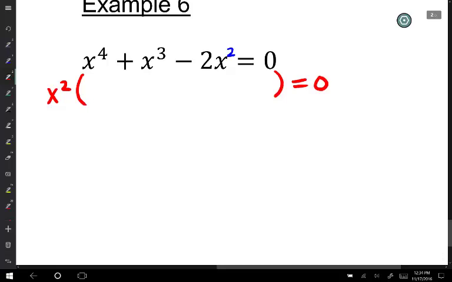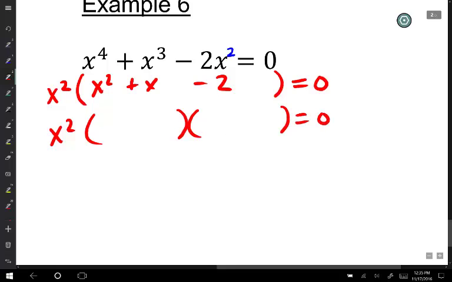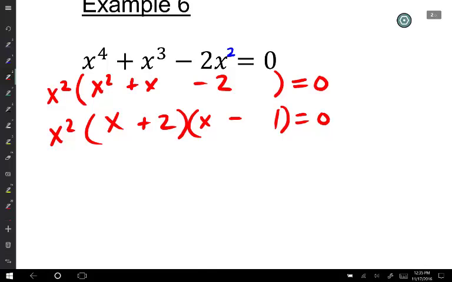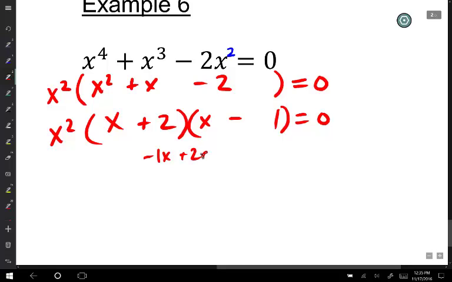Allison, go. X squared plus x minus 2. Do you agree with her, guys? Yes. I do. So the x squared comes down. Plus and minus, x and x, 2 and 1. Let's check it. That's negative 1x, positive 2x. Did that work? Yeah, negative 1x plus 2x. Yeah, that works.